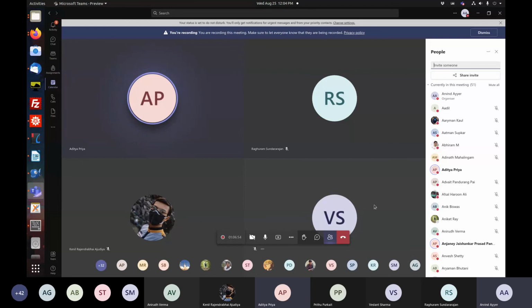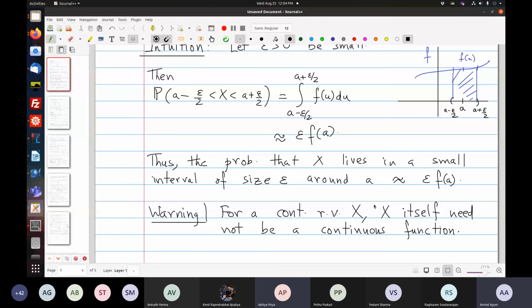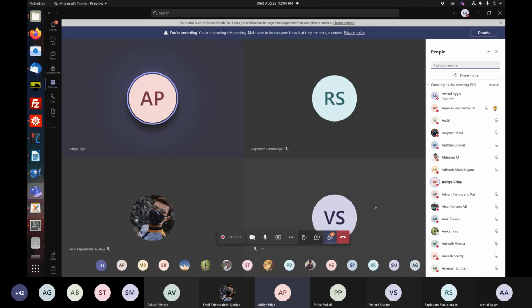Yes, Aditya. Sir, at a point of discontinuity of small f, what does that say about the probability of the random variable being in that unit length? Ah, very good. This is related to your earlier question. I will answer that in the next class. I need some notation. The reason I'm not answering it right now is just for notational sake.